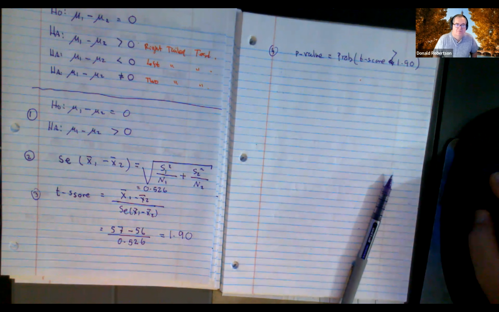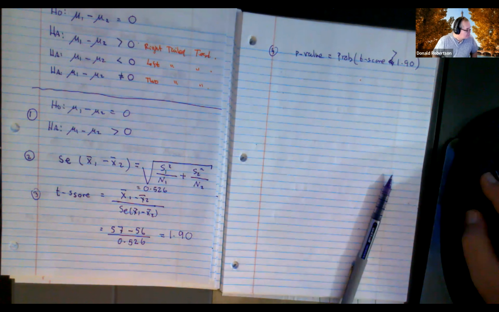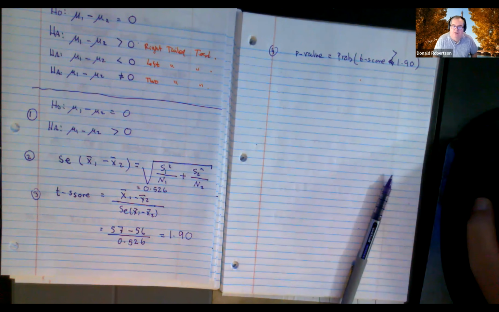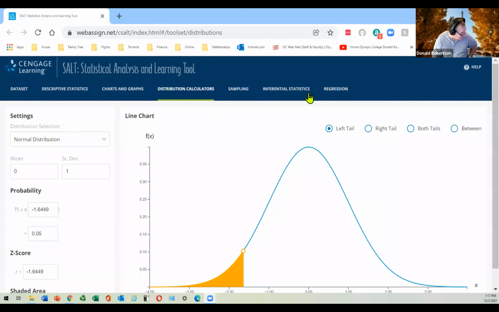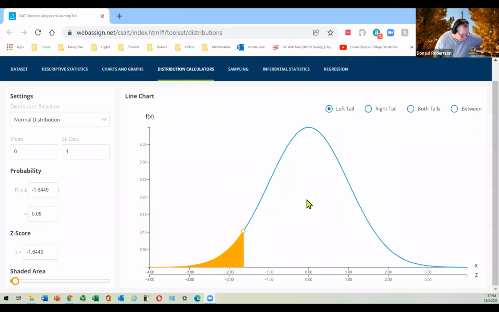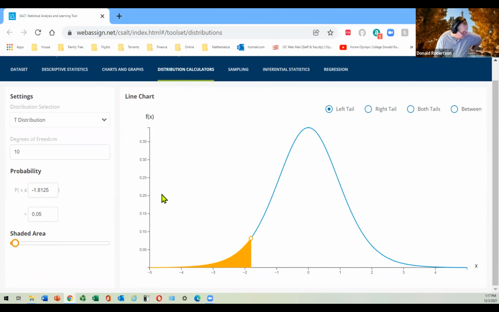There we go. So I'm going to nip over and find the probability that a t-score is bigger than 1.9, which is the correct order for this one. Here we go. Make sure that if it's only a p-value that you're interested in, that you do distribution calculations. See that guy there? Now, click on this and do t-distribution.